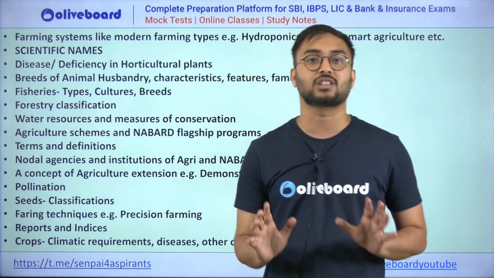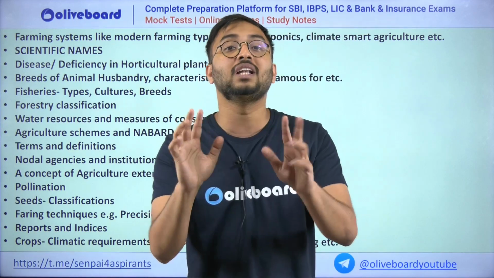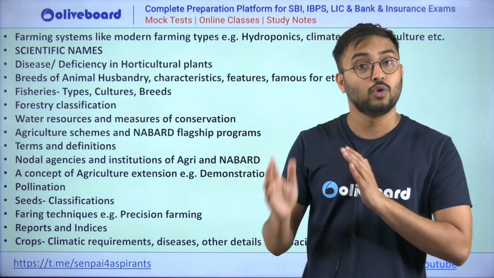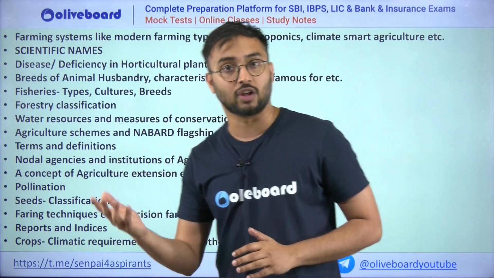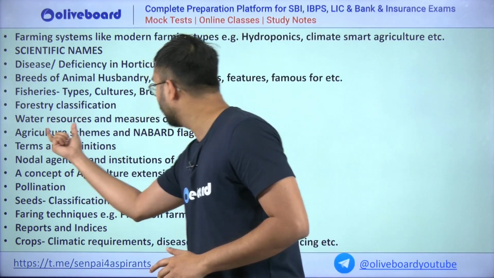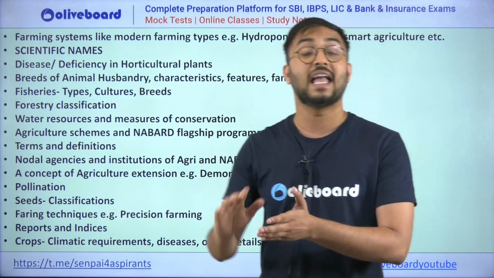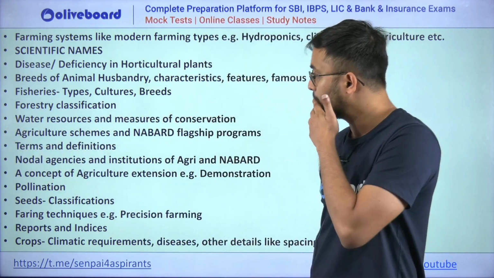Then comes forestry classification. In forestry you have to do only classification. What is agroforestry, social forestry, agro-silvi-pasture culture. Okay, all these things you have to do. Water resources and measures for conservation of water resources. Again, what is water harvesting, and related concepts will be asked.